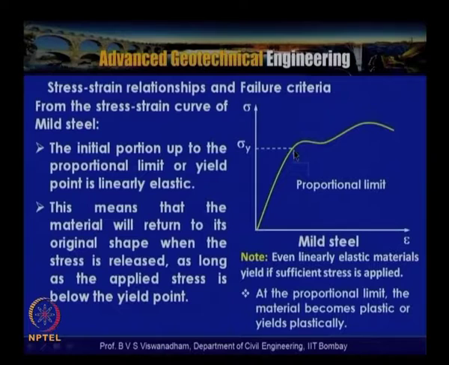So at the proportional limit, what happens is that the material tends to become plastic and yields plastically. So the material experiences a plastic failure. This is the yield point, what we call, and this point is called the proportional limit, and at the proportional limit the material becomes plastic and yields plastically.